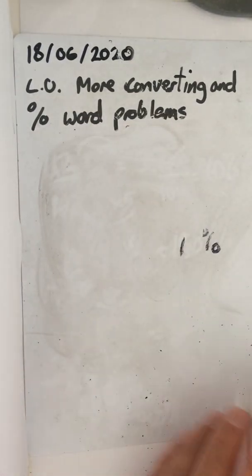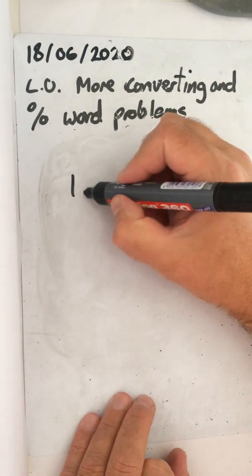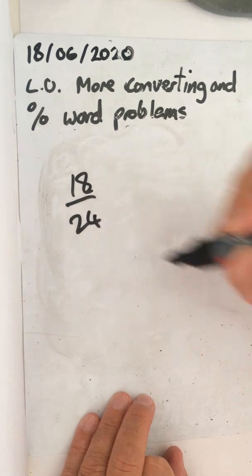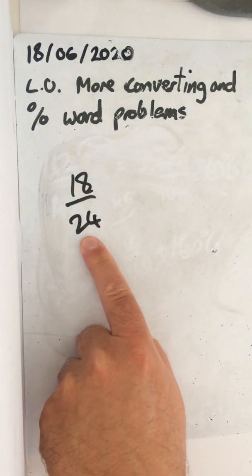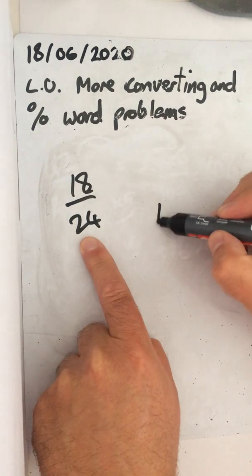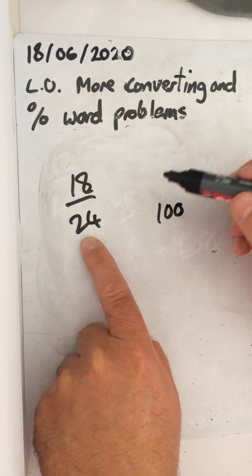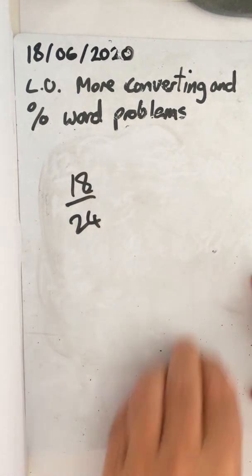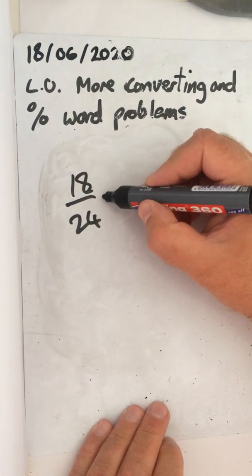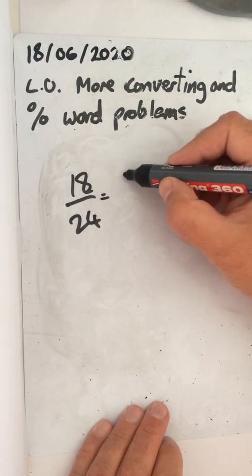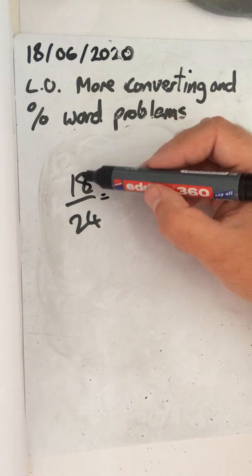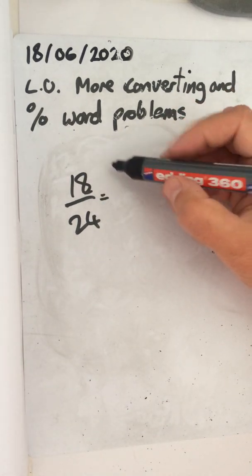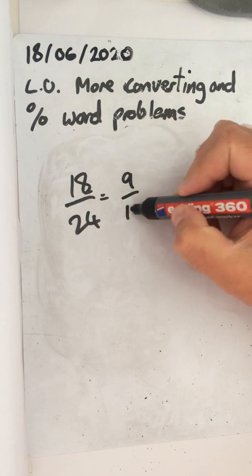Let's have a little look at this one. 18 over 24. Now I can see straight away 24, I'm not going to be able to multiply that and get 100. 25 I can, but not 24. So I'm going to simplify this. Let's just start off by halving both. If you can find the highest common factor of both, you can cut out a bit of time with this. But on this one, we've got 9/12.